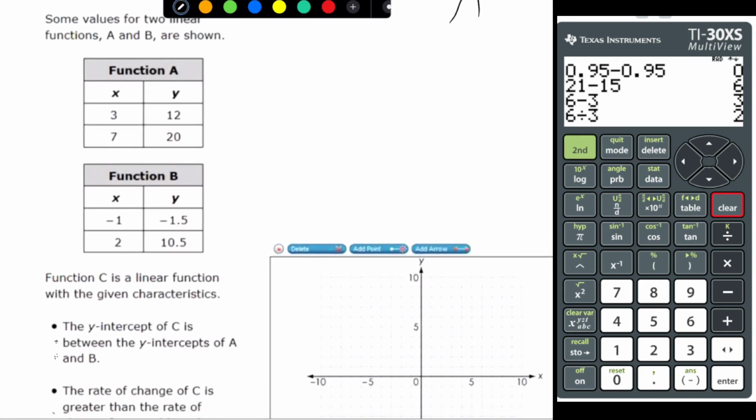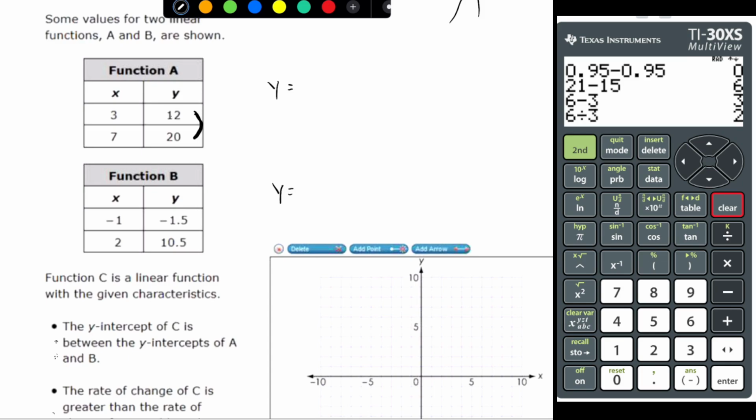Step 1, we have to write an equation for the first 2 functions. To do that, we need a slope and a y-intercept. They don't give us x equals 0 for either of these functions, so we're going to have to do this the hard way. We're going to find the slope first.